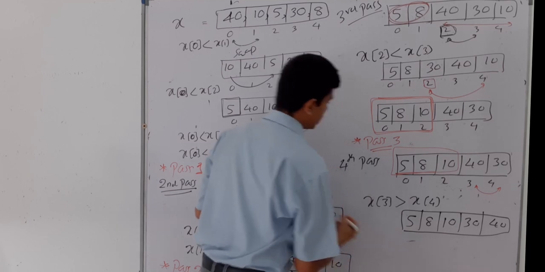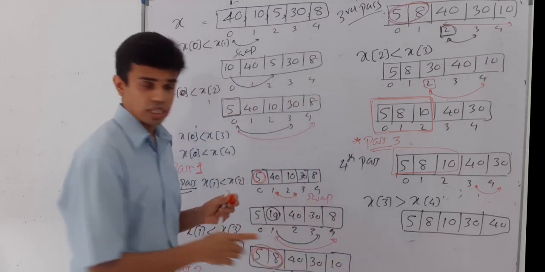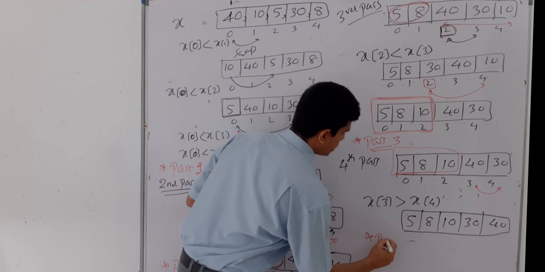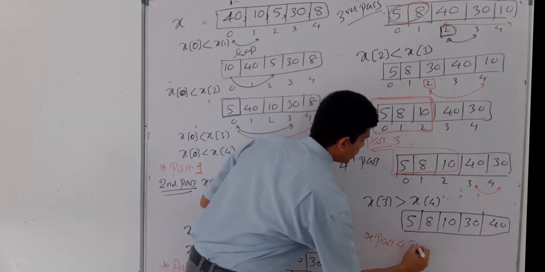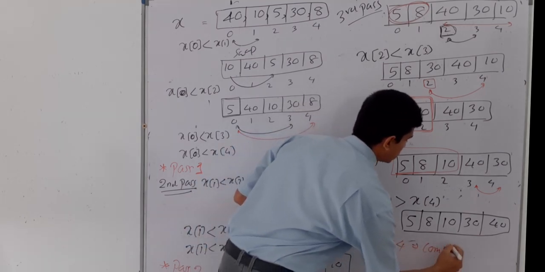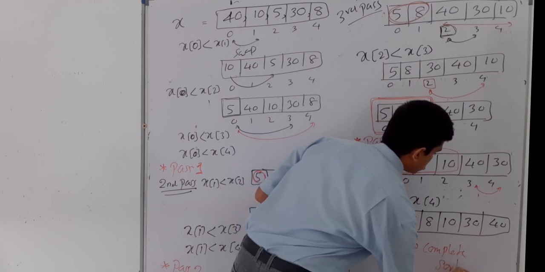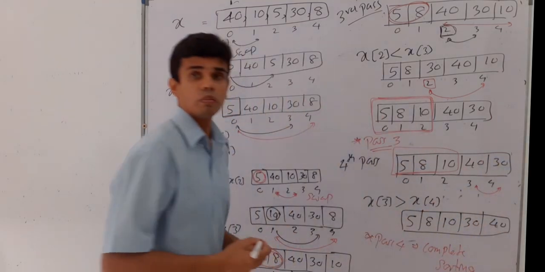So, this is the end of pass 4. That's the sorted set. This is pass 4. That's the complete sorting. Full sorting is completed by this time.